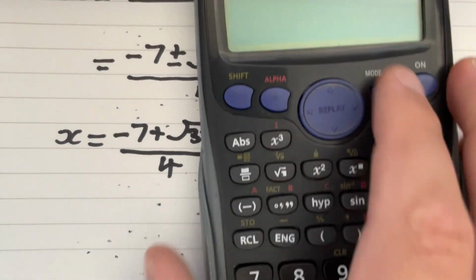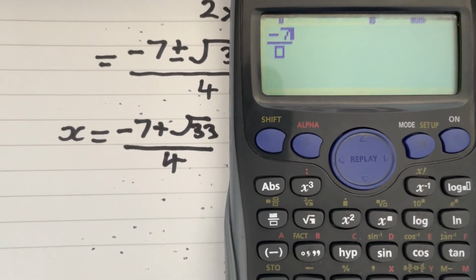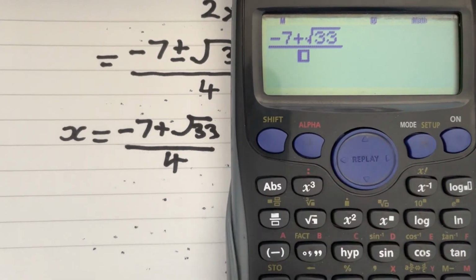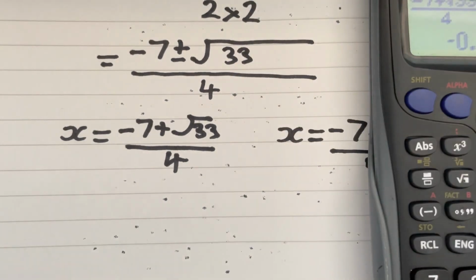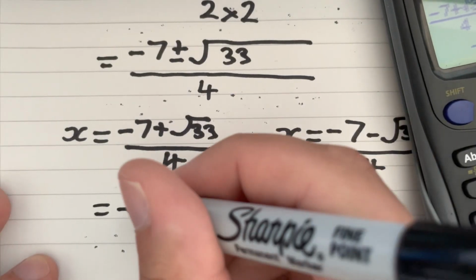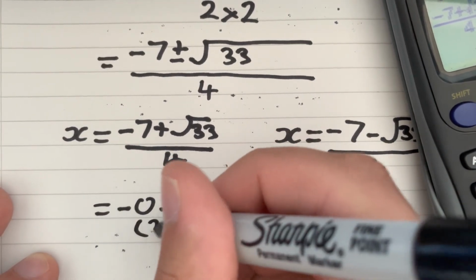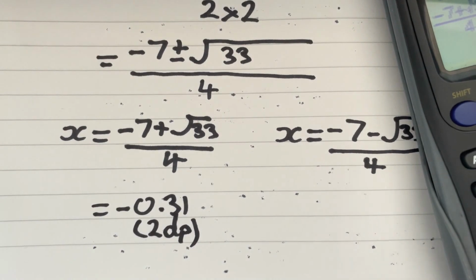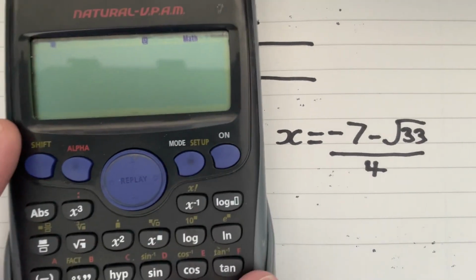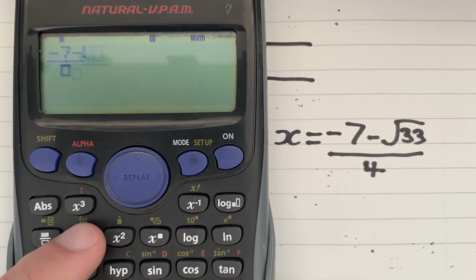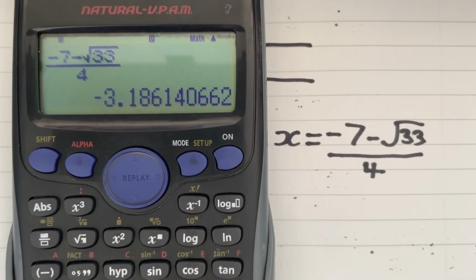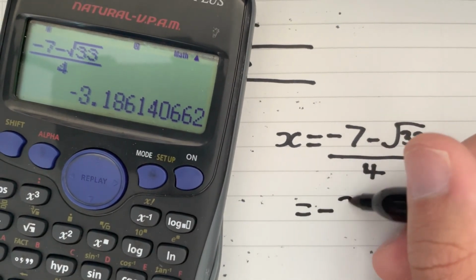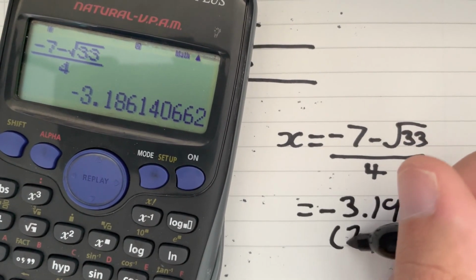So for our first solution, if we put in minus 7 plus the square root of 33 all over 4, we get an answer of minus 0.31. And that, of course, is to 2 decimal places. And then if we looked at our second solution, we'd have minus 7 minus the square root of 33 all over 4. And that would give us minus 3.19. And that is to 2 decimal places.